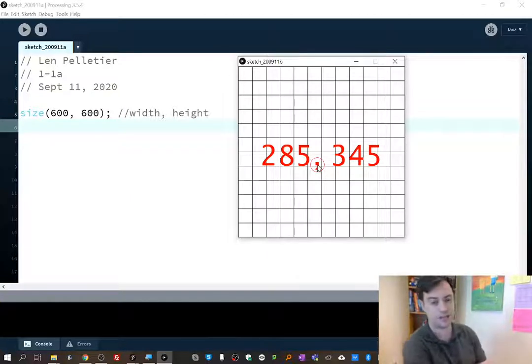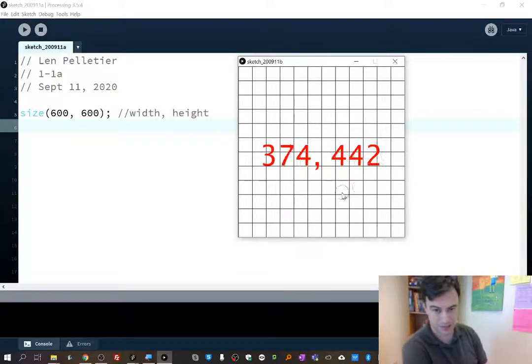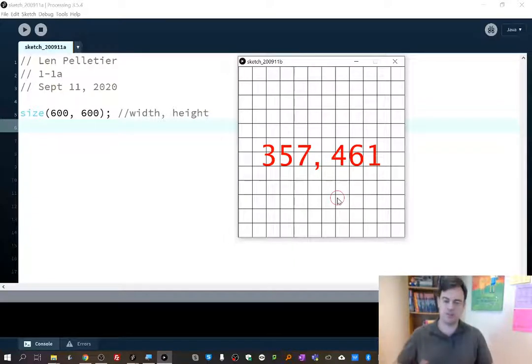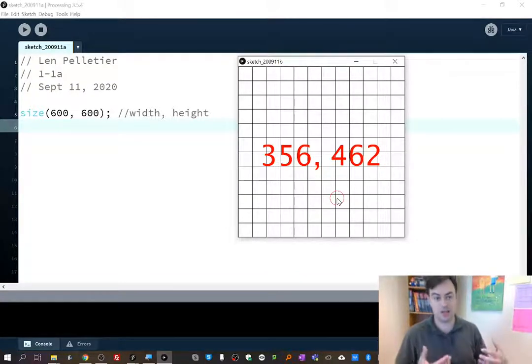We're going to be using XY coordinates, and that's what you see. You see an X coordinate on the left-hand side and a Y coordinate on the right-hand side, just like in math. But these numbers don't quite seem to make sense if you don't understand how computers see the coordinate system. It's a little bit different than how you do it in math.